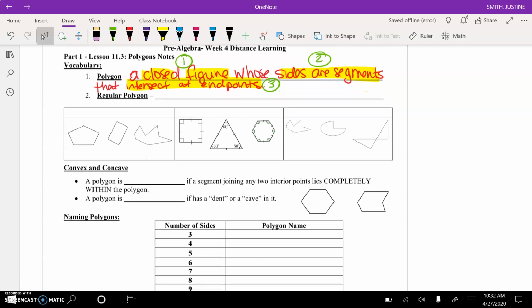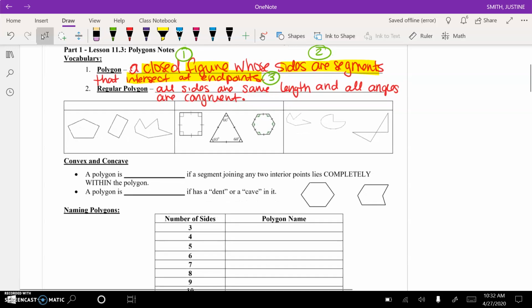A regular polygon just means that all the sides are the same length and all the angles are congruent, which just means equal.